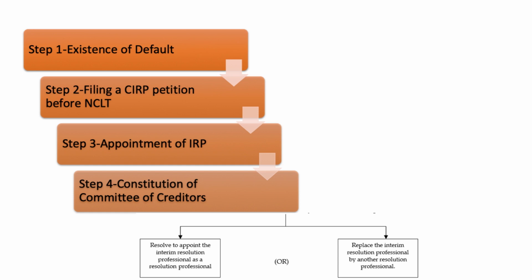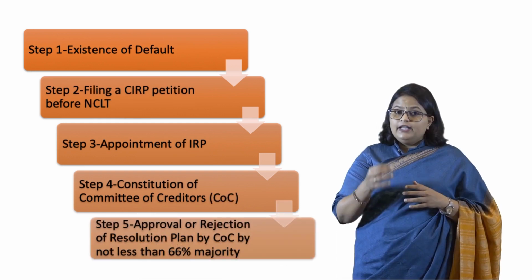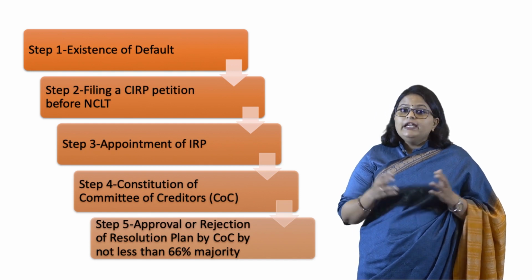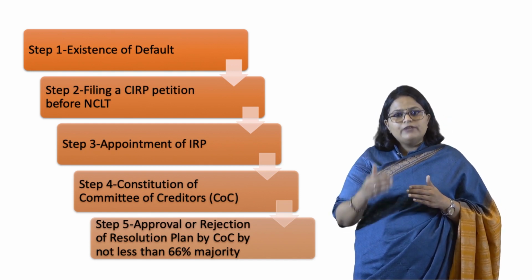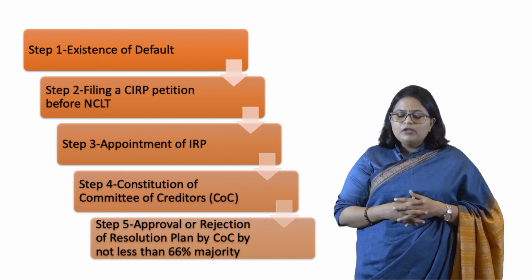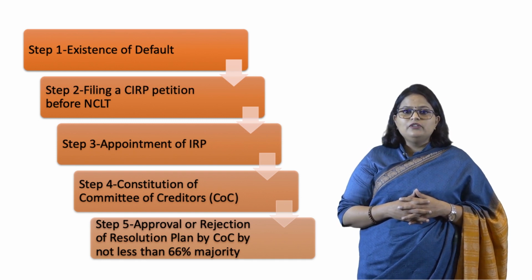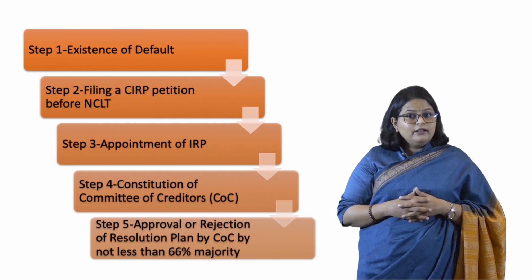The COC, in the first meeting, by a vote of not less than 66% of the voting share of the financial creditors, will either decide to appoint the IRP as the final resolution professional or replace him with another resolution professional. The next step is to approve or reject a resolution plan. In doing so, the resolution professional invites feasible and viable resolution plans from eligible and credible resolution applicants for the resolution of the insolvency of the corporate debtor.